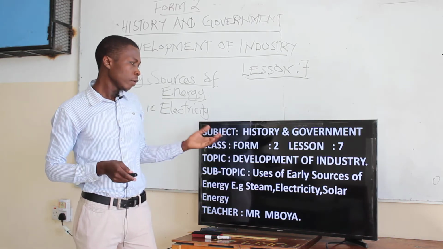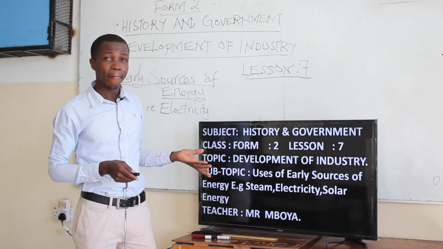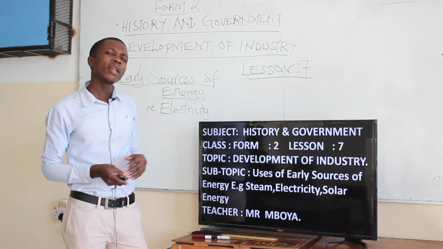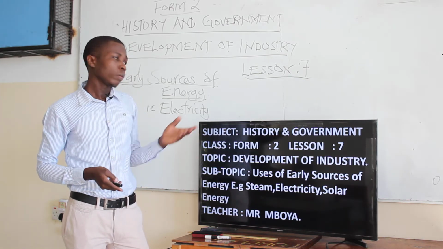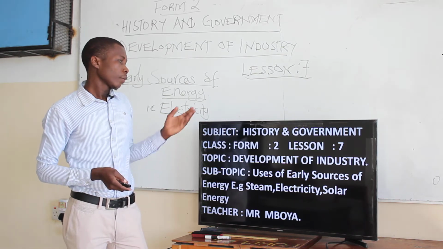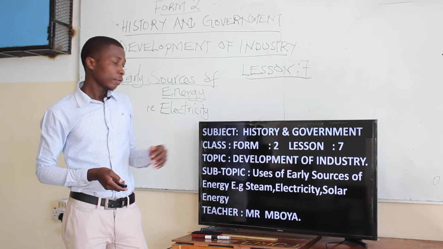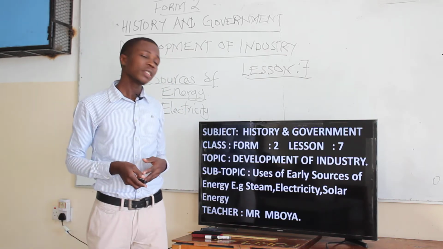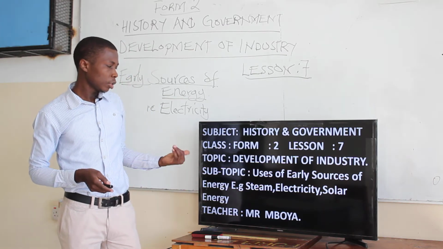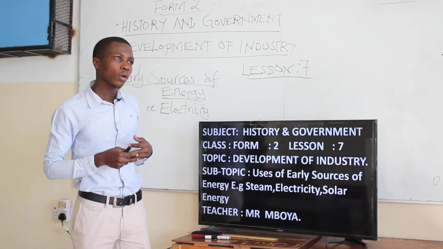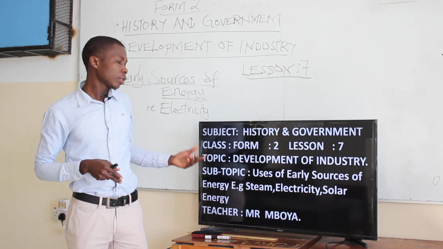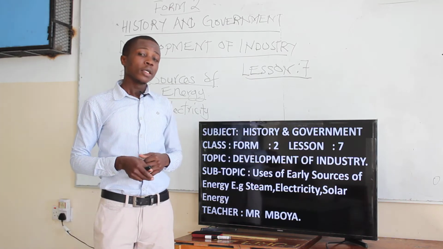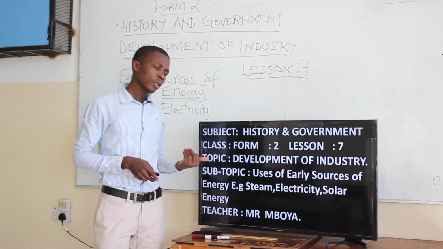If you look at this, it's always there in section B, and part of it in section A. I hope you will understand what it is. It's an area which is very simple to understand. So this is our seventh lesson, and this is form 2. We are going to talk about the uses of sources of energy. We are going to talk about steam. Last time we talked about oil and coal. I want us to talk about steam, electricity and solar energy, if time allows us. Then that will be the end of this lesson.